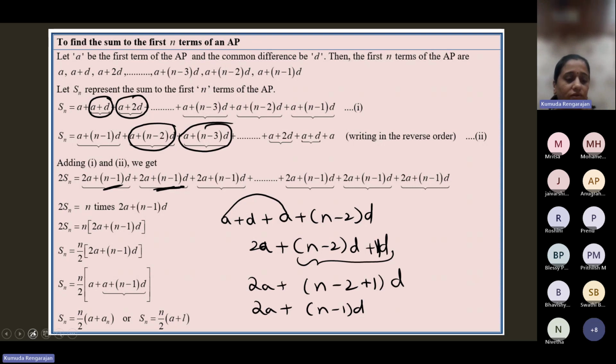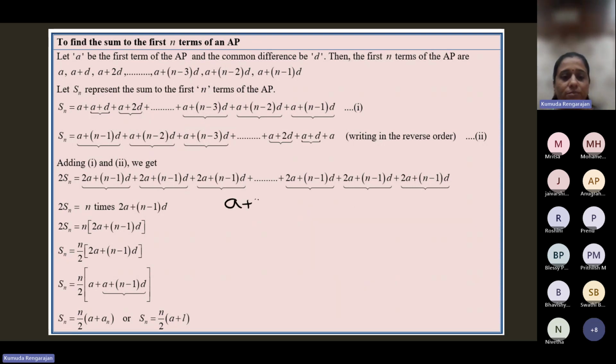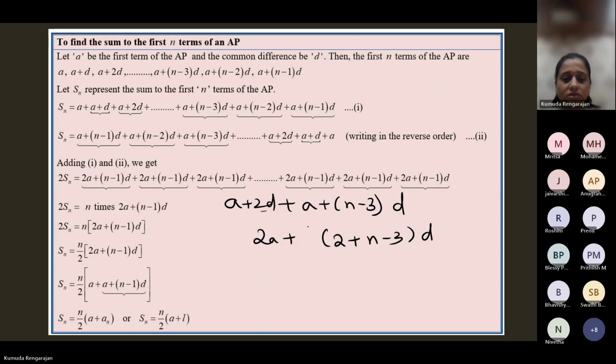Now add the third term here and the third term here. We'll add the third term, a plus 2d, and the third term here, a plus n minus 3 into d. So a plus a is 2a, plus, taking d common, you get 2 here and n minus 3 here. This is 2 plus n minus 3. So 2 minus 3 is minus 1, so n minus 1 into d. See? 2a plus n minus 1 into d.